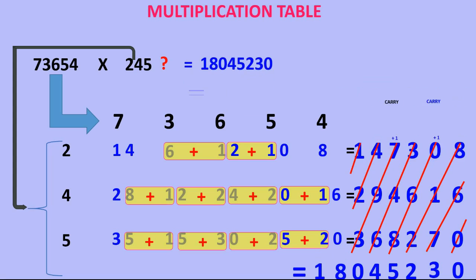So this is the answer of the question. Our question was 73654 into 245, and its answer is 18045,230. Okay.